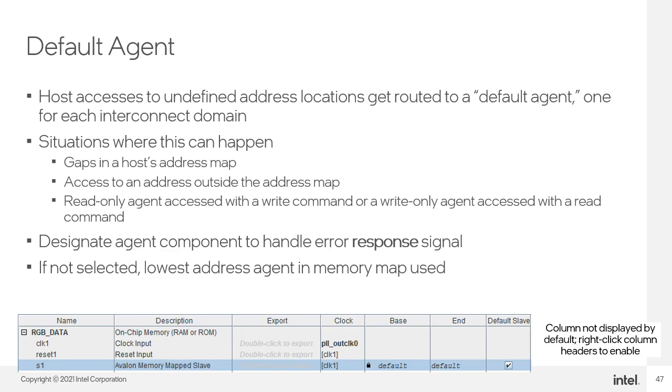The screenshot shows how you can choose a different default agent in Platform Designer. The default agent is chosen to provide the response signal back to the host, indicating an error due to the reasons given. If the default agent does not use the response signal, the interconnect will send the response signal back to the host. If the host does not use the response signal, there is no way for the host to know it issued an incorrect address.